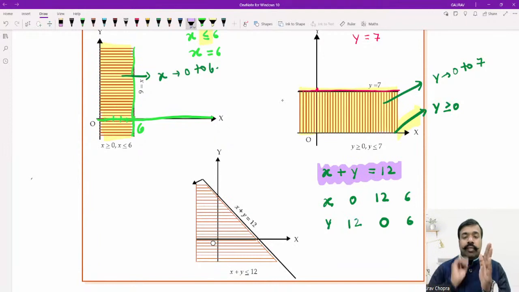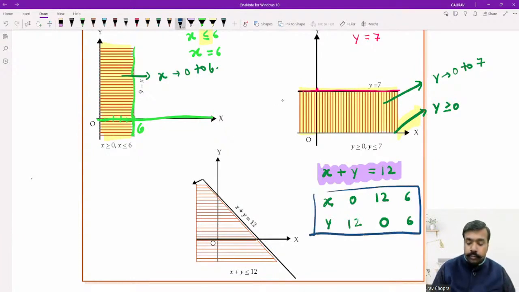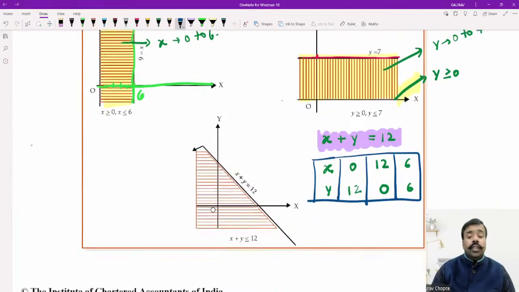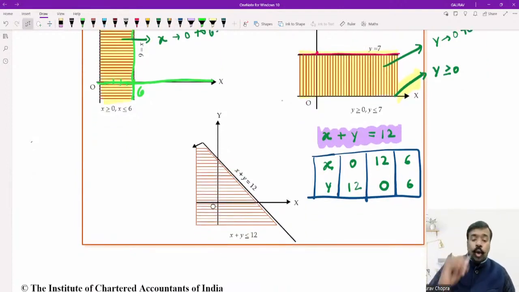So if x is 0, y becomes 12. If y is 0, x becomes 12. If x is 6, y will be 6. If x is 3, y will be 9, and so on. In this manner, we can prepare our table. So this is the first step: converting into equality and preparing the table. After preparing the table, we have to draw the line just as we did above. All right, so we can mark all our points here, like this is (12, 0), this is (0, 12).